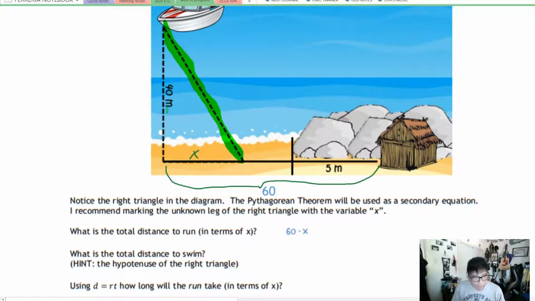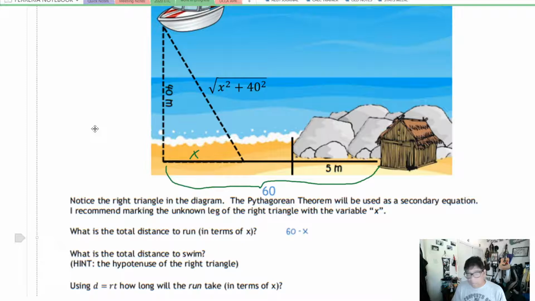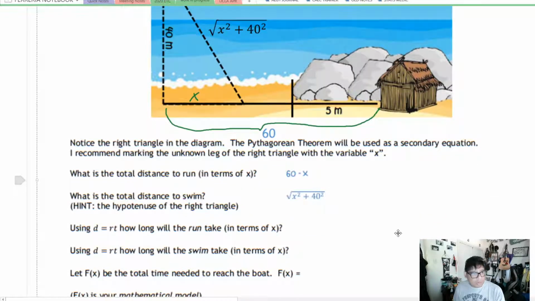So there's another mathematical model we're going to need to use. It's the hypotenuse of the right triangle. Well, that hypotenuse is just the square root of x squared plus 40 squared. So that's the distance that we need to swim. Using the distance equals rate times time equation, how long will it take to run in terms of x?